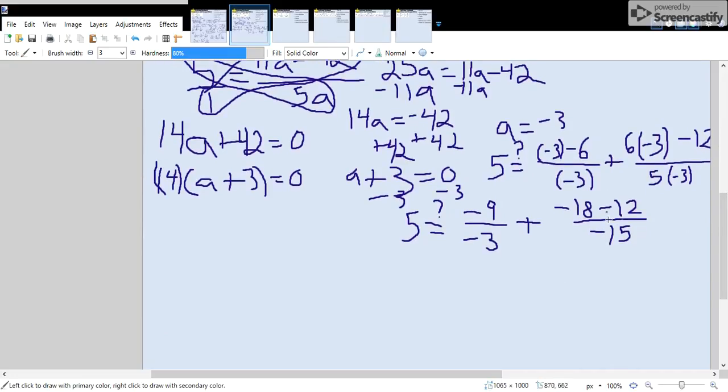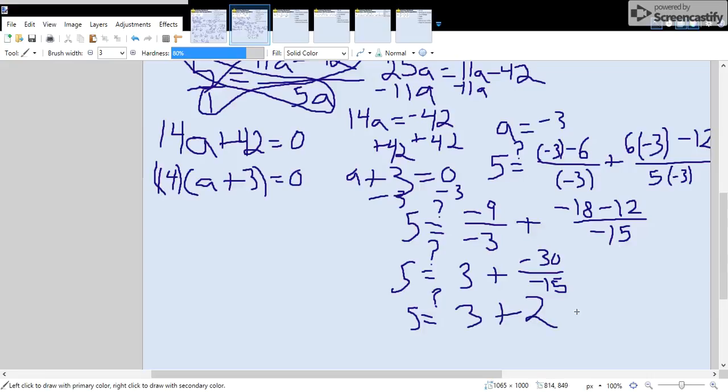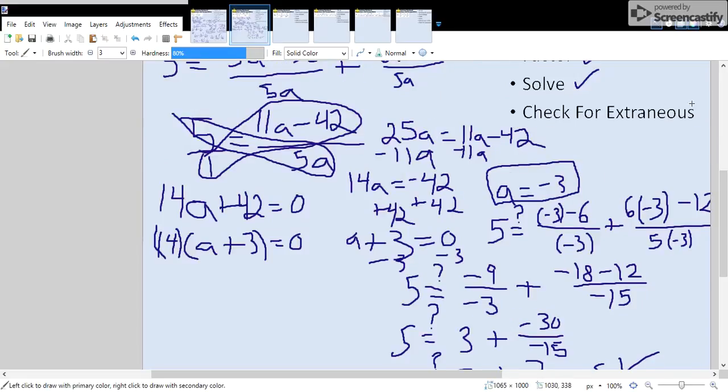Okay, if you combine like terms, we have, is 5 equal to 3 plus negative 30 over negative 15. And negative 30 divided by negative 15 is a positive 2. So now we have, is 5 equal to 3 plus 2. 3 plus 2 is 5. So yes, that works. That is a real solution. So our only solution is a equals negative 3. So now we're done with step 7. And we can go on to the next example.